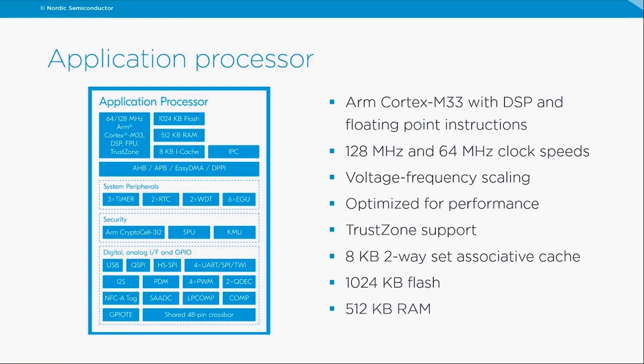Application processor: high performance with DSP and floating point instructions. You can configure this to run at 128 MHz or 64 MHz, and it uses voltage frequency scaling. This means that when you change the frequency, the internal voltage is also changed, optimizing for power efficiency. It's optimized for performance, and you can actually get 510 CoreMark with this processor. It has TrustZone support. It has an 8 kilobyte two-way set associative cache, 1 megabyte flash, and half a megabyte of RAM.